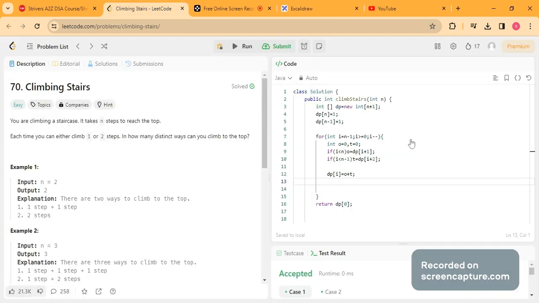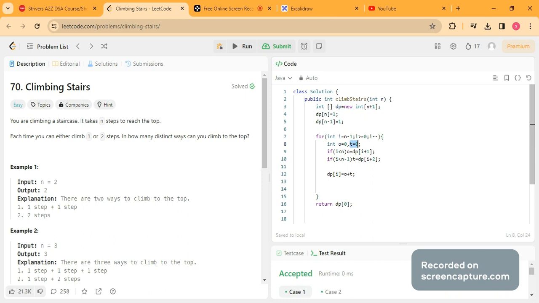So the approach is something like this: first of all we are creating a DP array of size n plus 1, and we are already filling the nth position and the n minus 1th position with 1. Then we initialize the loop from the n minus 1th position while i is greater than or equal to 0, and we keep decrementing the value of i. Again, we have initialized a value 1 and a value 2, which would mark the movement of our climbing stairs. Basically, value 1 means one movement is allowed, and value 2 means two movements are allowed.